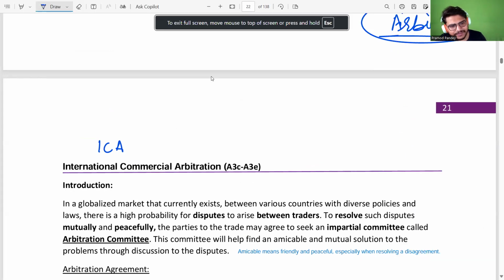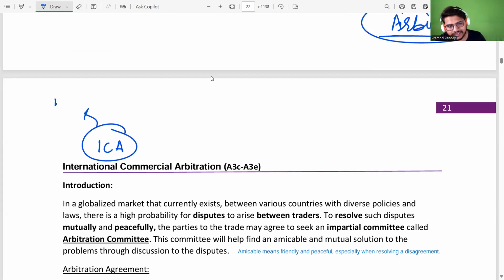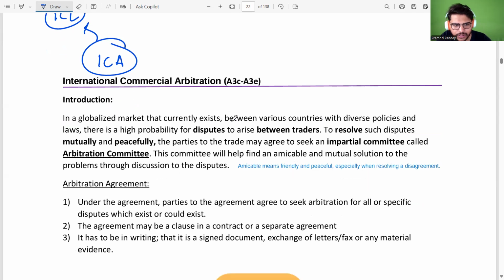So ICA is a body dealt with through the ICC, that is the International Chamber of Commerce, right? Now we will learn about international commercial arbitrations. In a globalized market that currently exists between various countries with diverse policies, meaning different countries would be having different policies and laws, there is a high probability for disputes to arise between the traders.